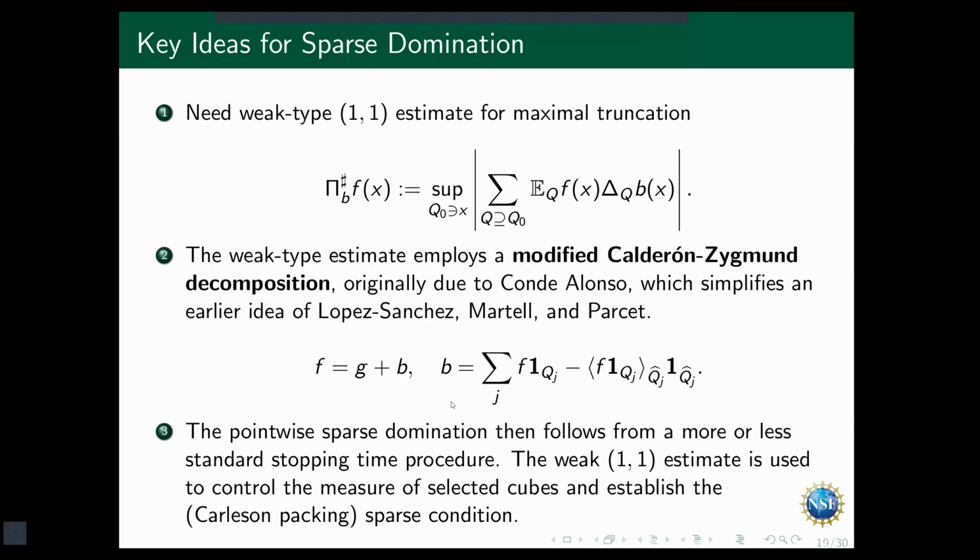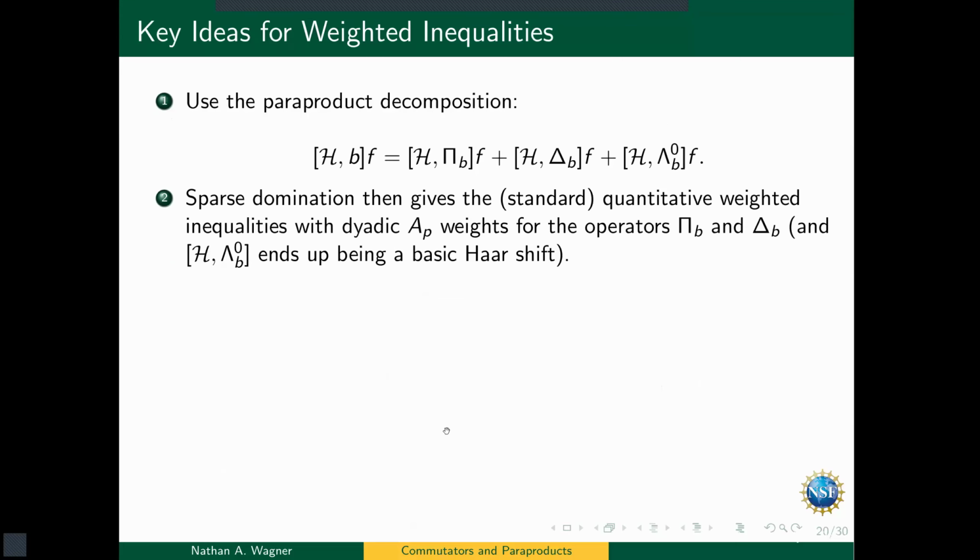And if you apply this different Calderón-Zygmund decomposition that's sort of adapted to this non-homogeneous case, then you can prove the weak type estimate for the maximal truncation, and then you win. Because then you can follow a more or less standard stopping time procedure to achieve the pointwise domination, and you use the weak type estimate to control the measure of the cubes you select, and that means that you can ultimately establish the sparse condition, or the Carleson packing sparse condition.